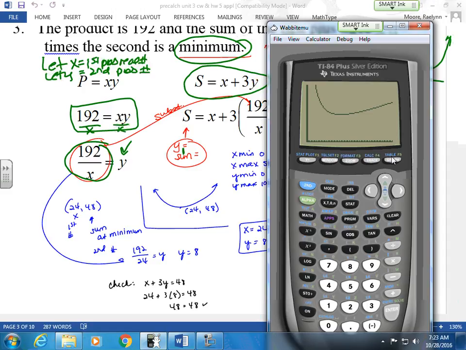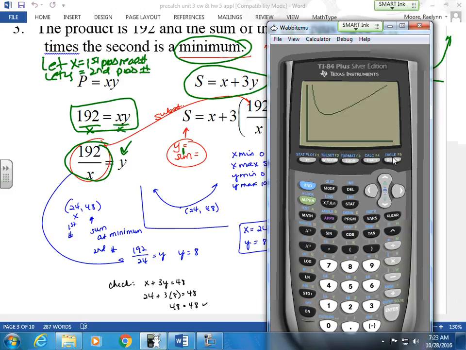If you can't see the sharpness, here's a good way to get it sharper. Take your x and increase it. So now, it's going to make it a little bit sharper on my minimum. Yeah, and that might help you find your minimum a little bit better.